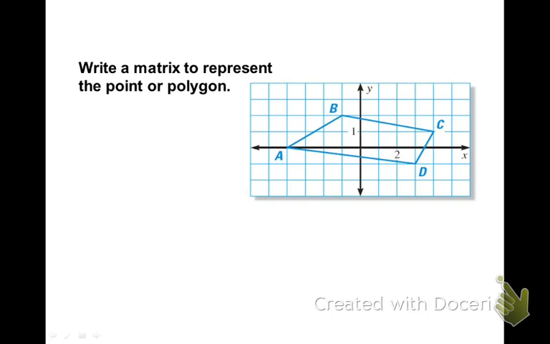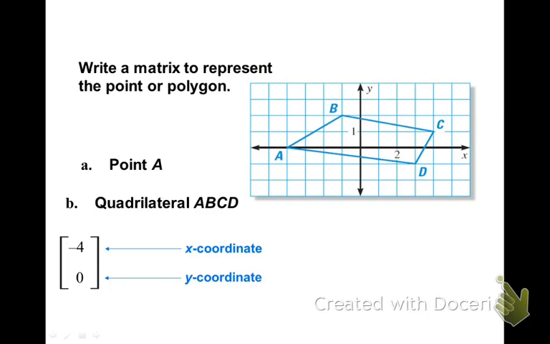So we can use a matrix to mathematically communicate the location of an object, like a polygon, on the Cartesian plane. We'll start here by talking about point A and its coordinates, and then quadrilateral ABCD. If you just want to talk about point A and put it in a matrix, you'll see that the x-coordinate goes in row 1, column 1, and the y-coordinate goes in row 2, column 1. So the point A, -4, 0, is listed like this in the matrix.